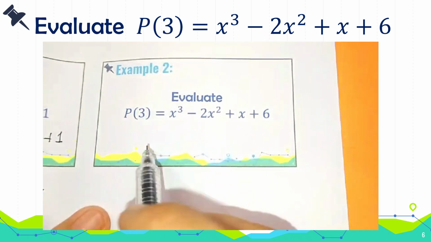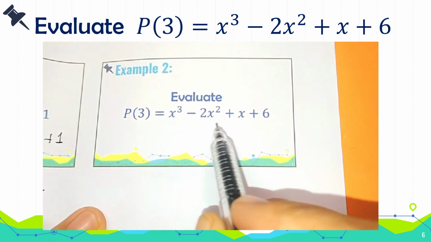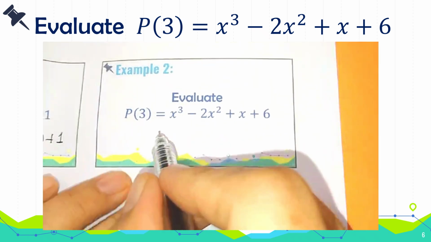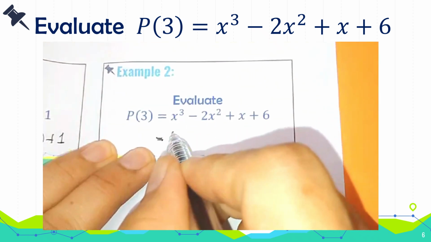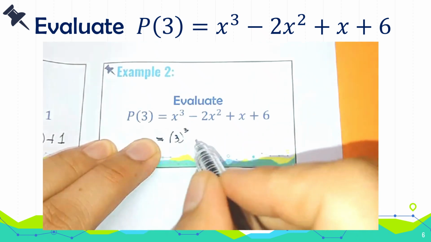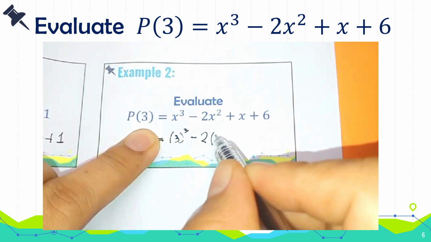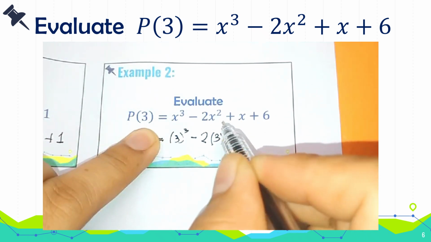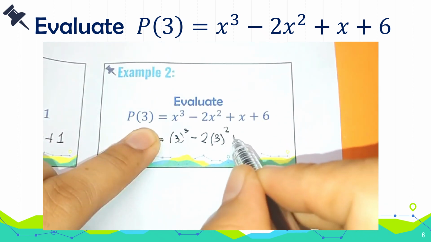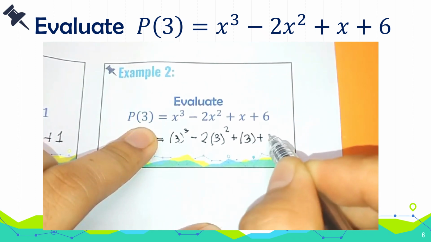Next, we will substitute the value of 3 to the variable x on this expression. So this will give us 3 raised to 3, copy the exponent, minus 2, x here will be 3, exponent of 2, copy, plus 3, and the constant 6.